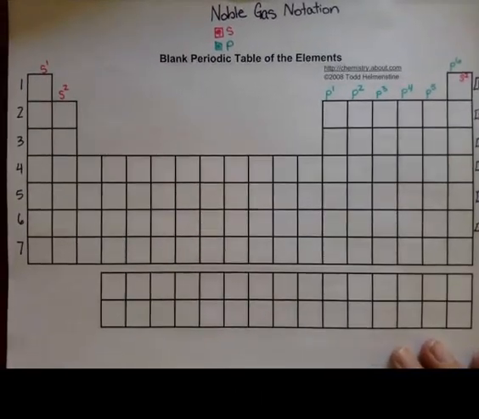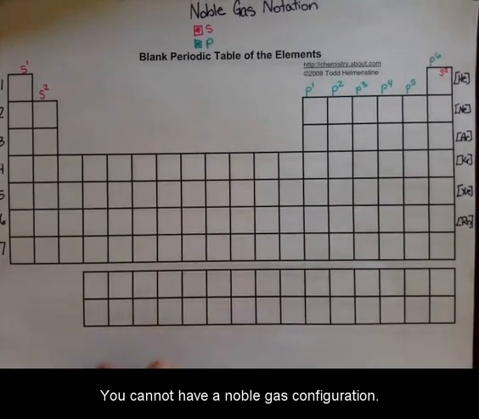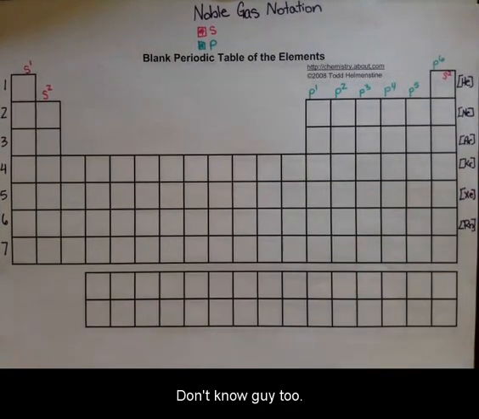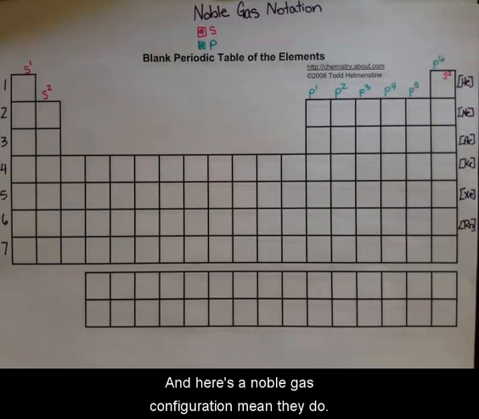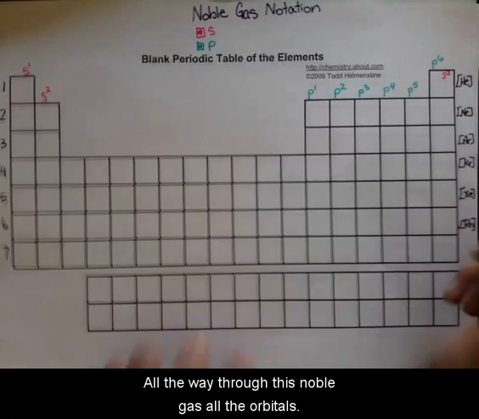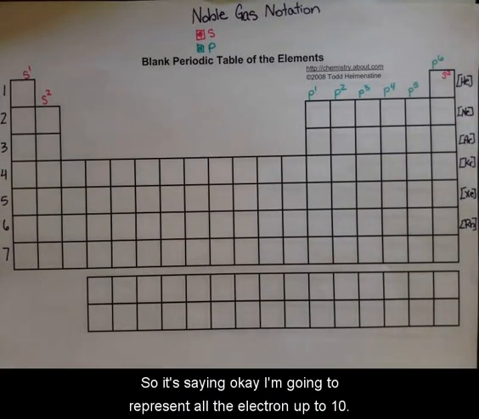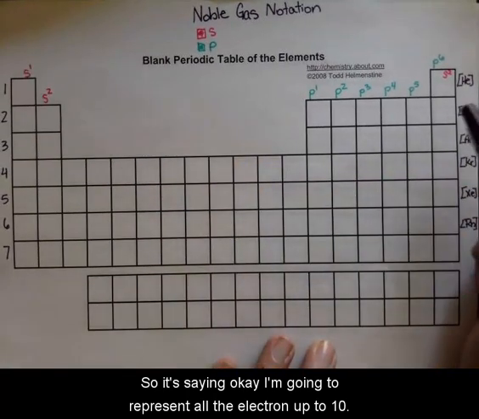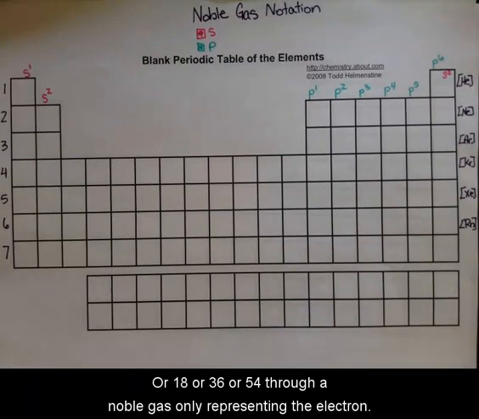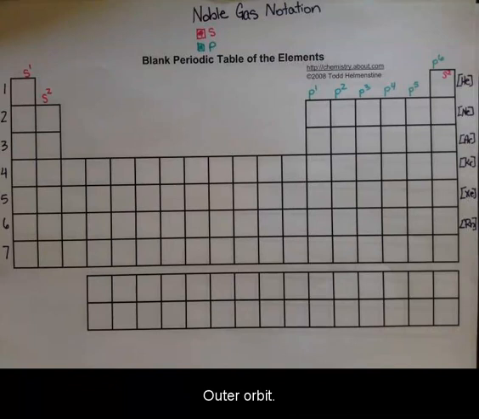And how it works is this. You cannot have a noble gas configuration for row 1 because there's no noble gas to reference. So we do start with row 2. And here's what noble gas configuration means. We recognize that all the way through this noble gas, all the orbitals are filled. So it's saying, I'm going to represent all the electrons up to 10 or 18 or 36 or 54 through a noble gas. So you're only representing the electrons in the outer orbital. That is what that is representing.